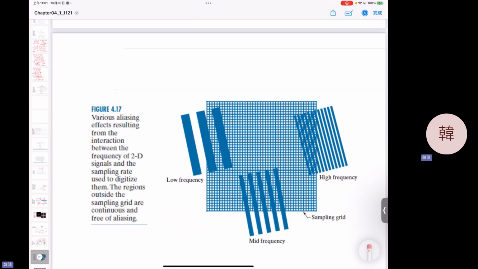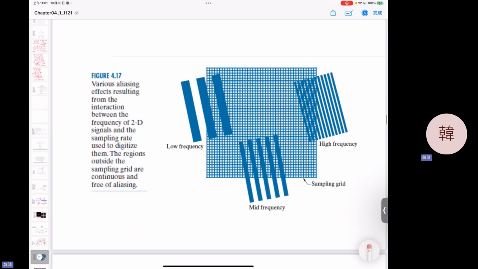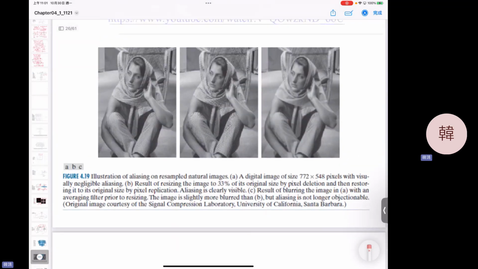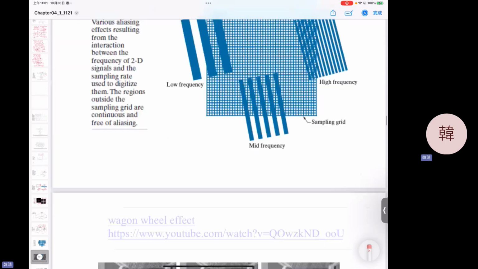Okay, so let's take a 10 minute rest. We'll come back to see a lot of examples and how you overcome your aliasing error. Okay, take a 10 minute rest.